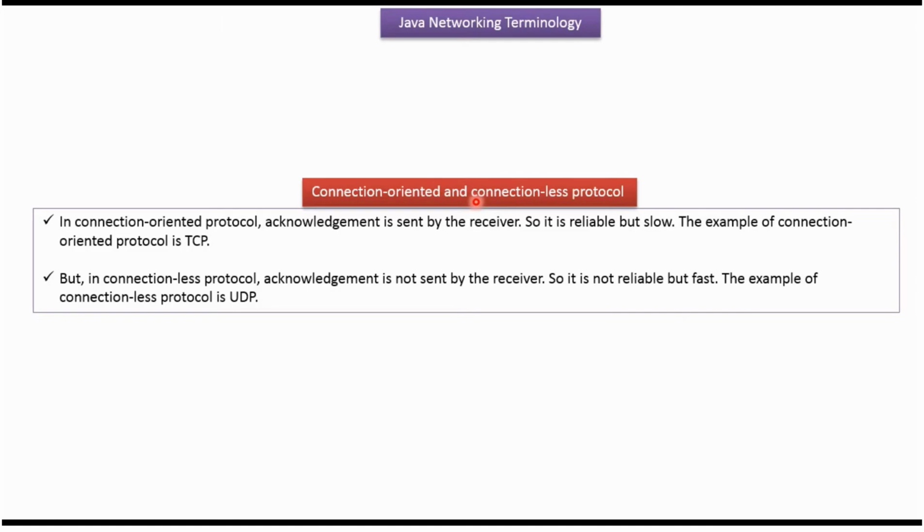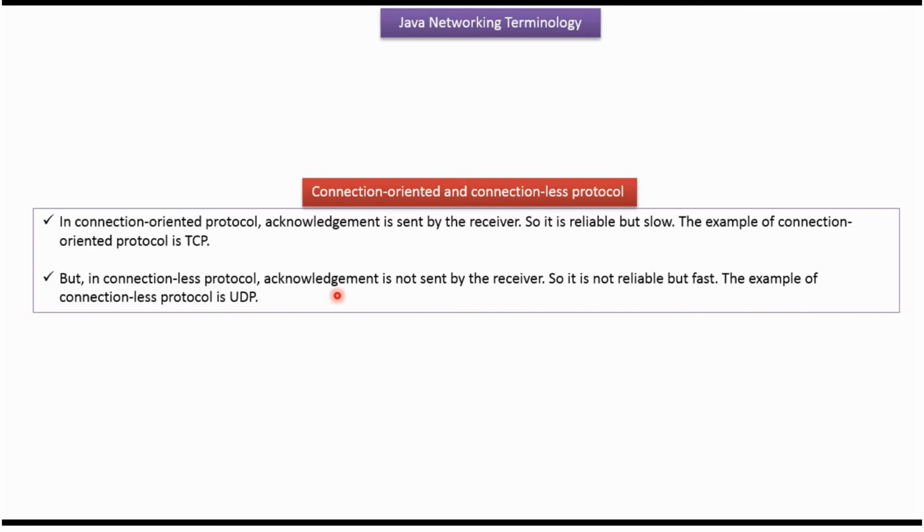Here we will see what is connection oriented protocol and what is connectionless protocol. In connection oriented protocol, the sender sends data to the receiver. Once the receiver receives the data, it sends acknowledgement back to the sender. So it is reliable, but it is slow. Example of connection oriented protocol is TCP.